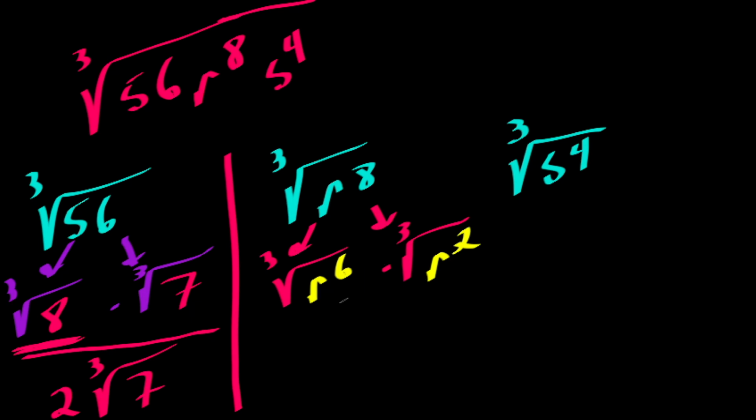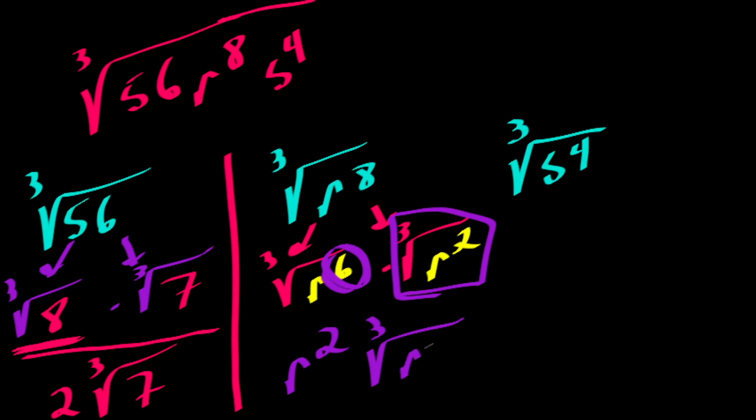Because if we multiply r to the 6th times r to the 2nd, we get r to the 8th. Now, we can do the cube root of r to the 6th because all we have to do is divide the 6 by 3, and it would give us r to the 2nd. But notice, r to the 2nd can't be broken down any further with this cube root because there's no way to take r to the 2nd and decrease its exponent to get to 3. It's not going to work. So this is the part that's going to be left over.